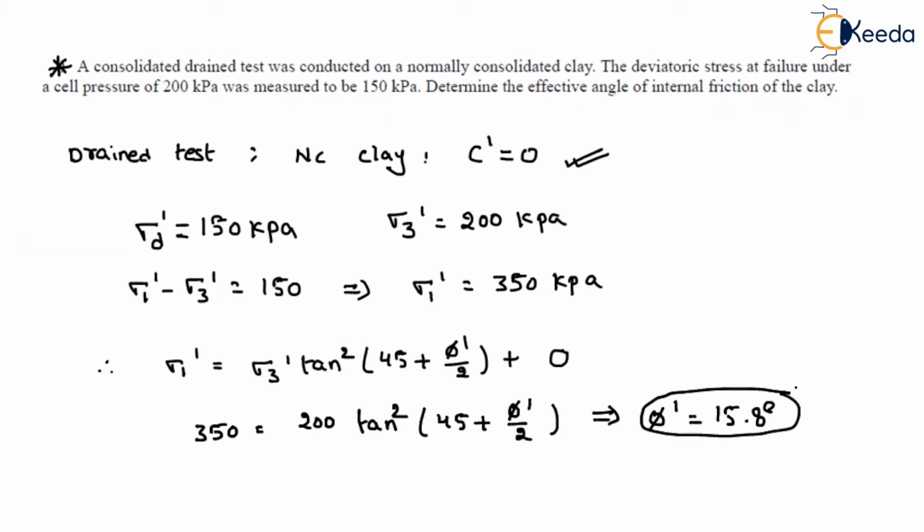Now, the main thing we have to understand in this question is that if it is a drained test and normally consolidated clay, you have to think that your effective cohesion will be equal to 0. If this point did not strike your mind, then you will think that this 2c dash tan 45 plus phi by 2 will also come into the picture, and you will think that if you don't know the c dash value, you cannot solve this problem. So in that way, you might get stuck in this problem. Understand? So that's why these conditions are very important. Move on to the next.